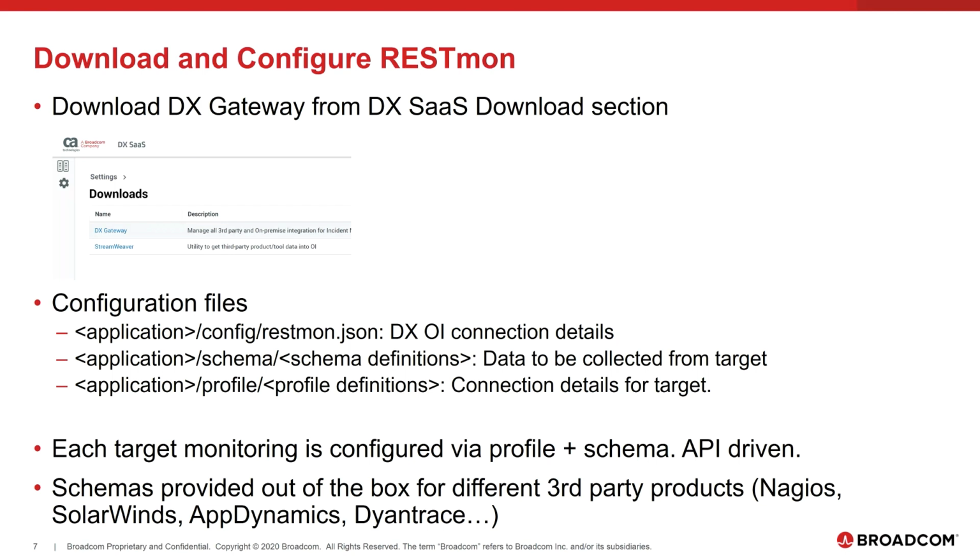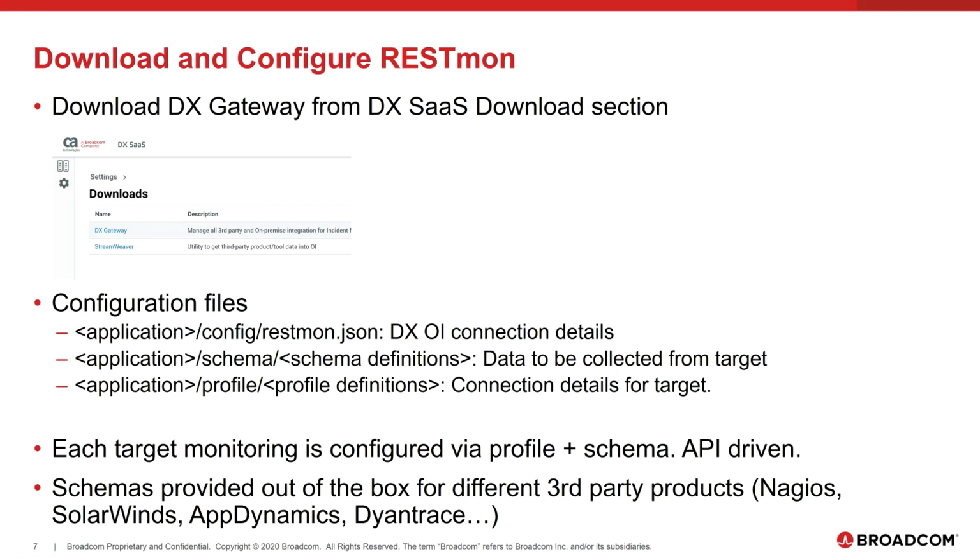Then we have a folder called schema that contains all the out-of-the-box schemas that we are providing to connect to different technologies. And we also have a folder called profile. This folder contains the different profiles we can use as a template to connect to different targets. So for example, if you want to connect to SolarWinds, we can go into this profile folder, take the SolarWinds profile as a template, and just change our target host name, user, password, and tenant.